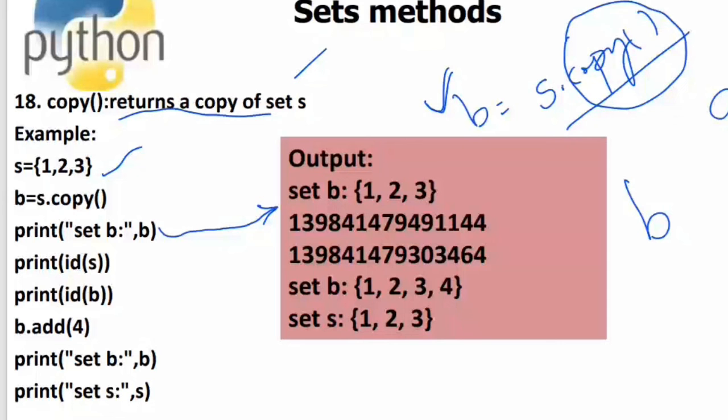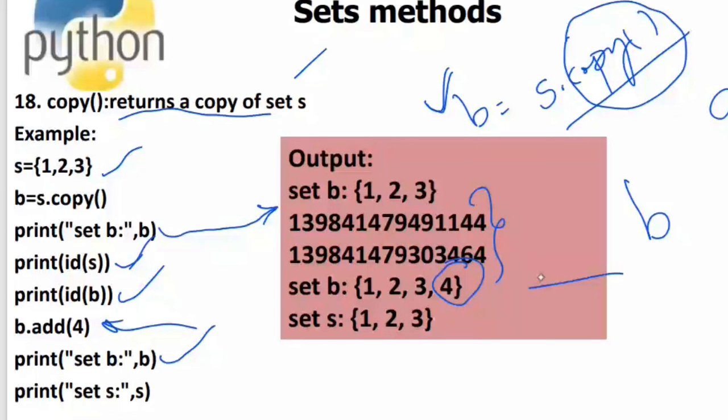To show you that it is a deep copy, with B.add I'm adding an element into the set B. So what happened after adding the element into set B? When I print the elements of set B, you can see that 4 is added into set B, not set A. Set A is as it is. Now what does this mean? Any modifications that you are doing to the copied set using the copy method will not reflect in the original set. This is a very, very important interview question.